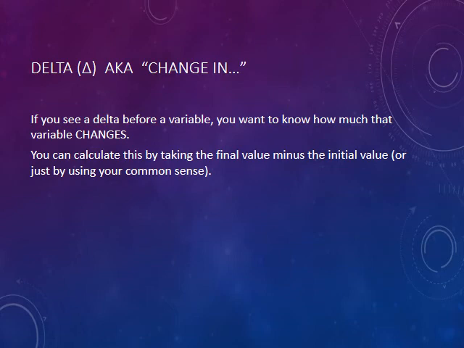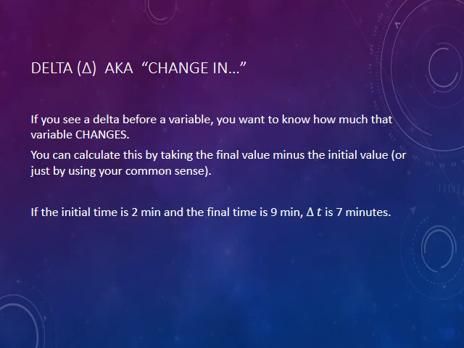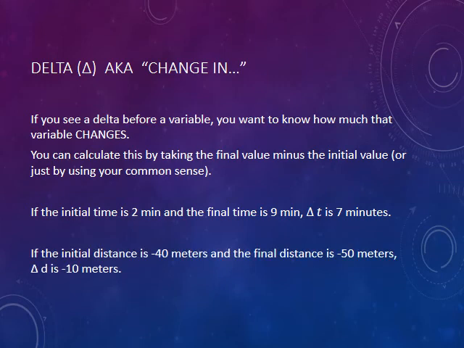But for some people, it just makes more sense to think it through to figure out what the change is. So for example, if the initial time is 2 minutes and then the final time of something is 9 minutes, well, the delta t, or the change in time, is 7 minutes. It's the amount of time that activity took. It started at 2 and ended at 9, so the delta t is 7 minutes.